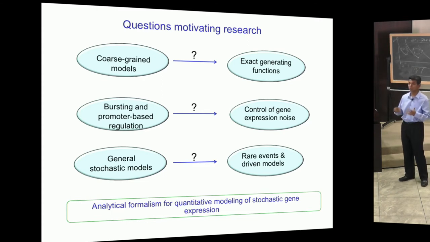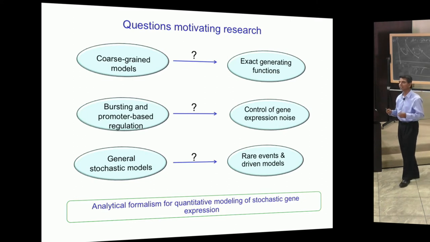Moving ahead, we want to include complexities based on bursting and promoter-based regulation. So this is in response to Steve's question: what if the statistics of the arrival time distribution is not simply an exponential, but in fact is something different? So we'll see how that can be addressed within the framework that we've developed.